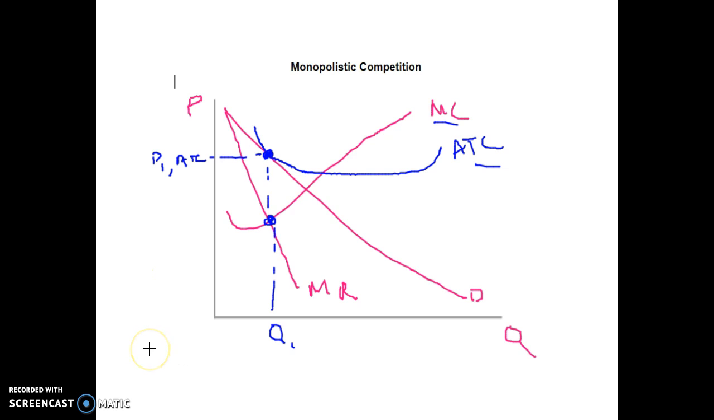Okay, I hope that was helpful for monopolistic competition. Just keep in mind that it shifts in the long run. Everything else is just like a monopoly. It'll shift until the economic profit is 0.